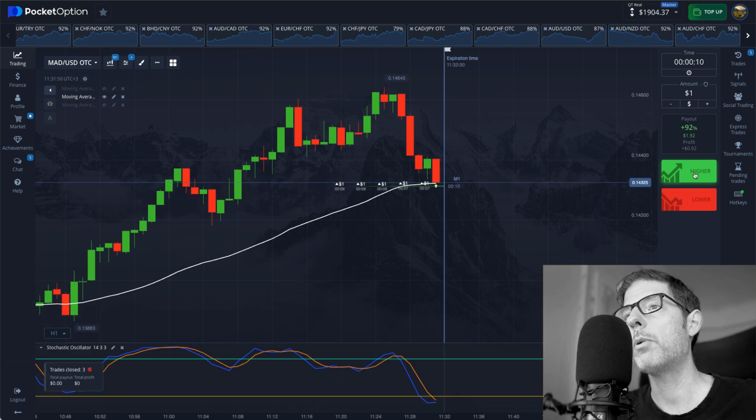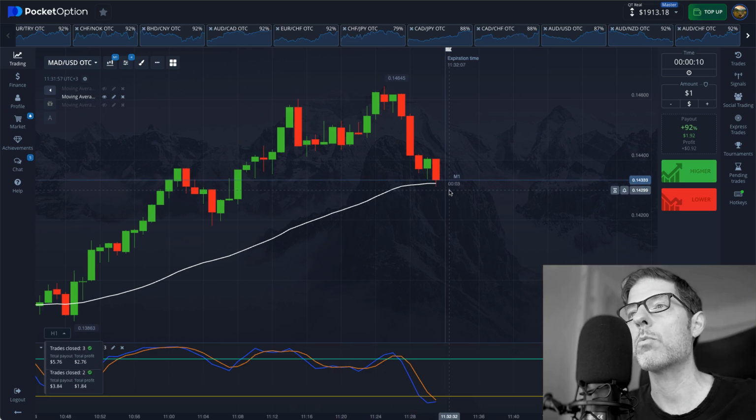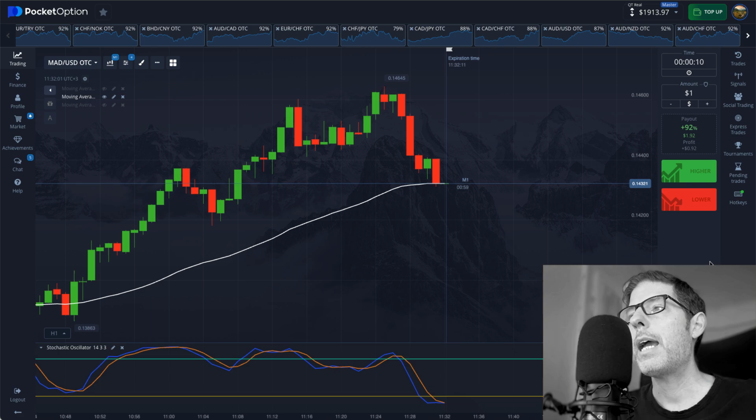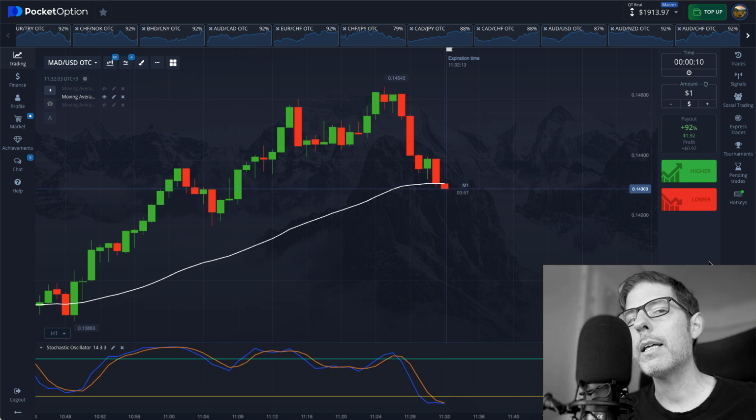There we go, a little bit of a pullback. So we've lost quite a few, but we've won these 5 here. I think those are gonna close out as wins. So there we go, we're kind of like 50-50 here. And so you're going to be winning a lot of trades and losing a lot of trades. You just wanna make sure that you're winning more than you lose.